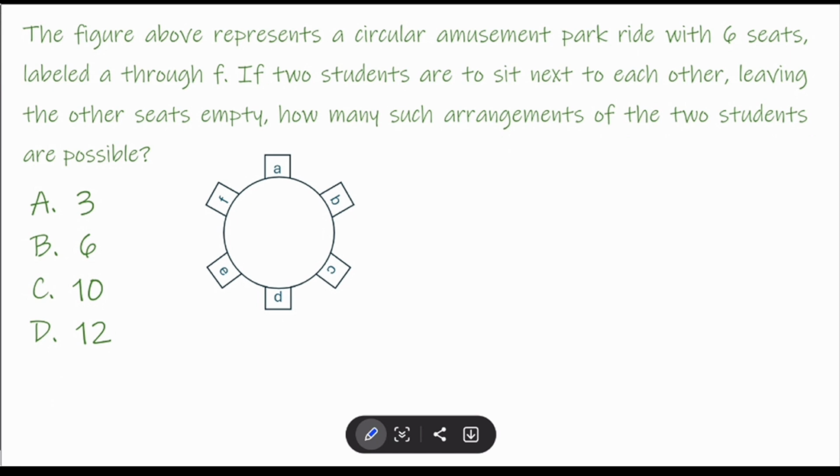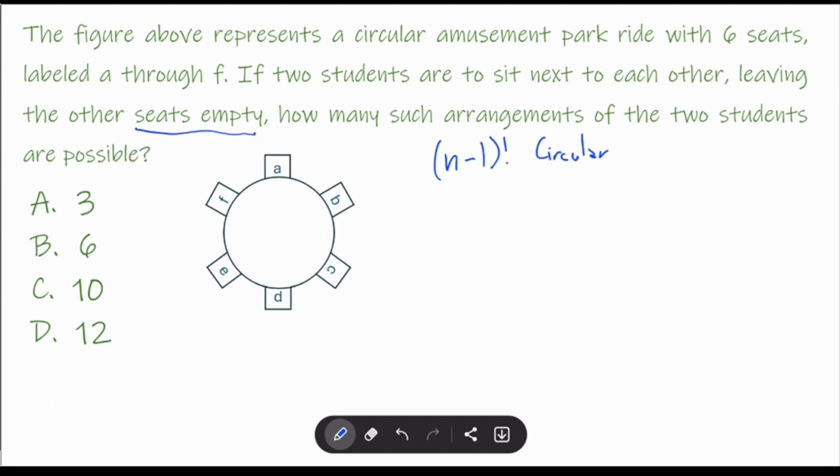So to solve a problem like this, if you know permutation, you might be thinking of using (n minus 1) factorial for circular permutation. But the problem says that it's only the two students and the other seats are empty, so you cannot apply that. And also you don't need to apply the circular since it's labeled A through F. So it is unique for each seat.